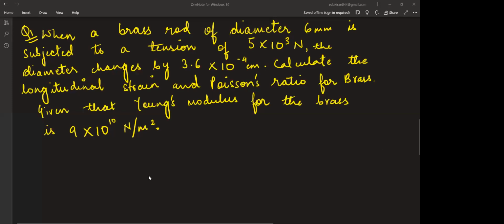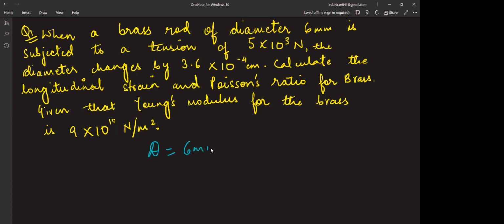See, this says that when a brass rod of diameter 6 millimeters is subjected to a tension of 5 into 10 to the power 3 newtons, diameter changes by 3.6 into 10 to the power minus 4 centimeters. Calculate the longitudinal strain and Poisson's ratio for brass, given that Young's modulus for the brass is 9 into 10 to the power 10 newton per meter square.